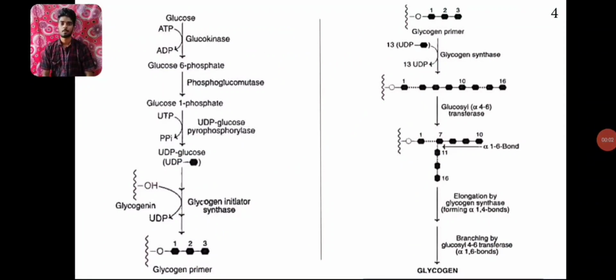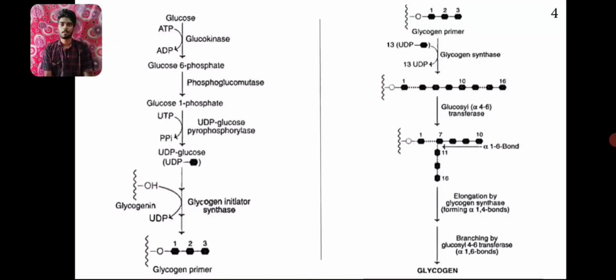These are the steps involved in the formation of glycogen. The first step includes the enzyme hexokinase or glucokinase, which converts glucose into glucose 6-phosphate. Phosphoglucomutase later on catalyzes the conversion of glucose 6-phosphate to glucose 1-phosphate. The third step includes UDP glucose, which is synthesized from glucose 1-phosphate in the presence of UTP and UDP glucose pyrophosphorylase enzyme.